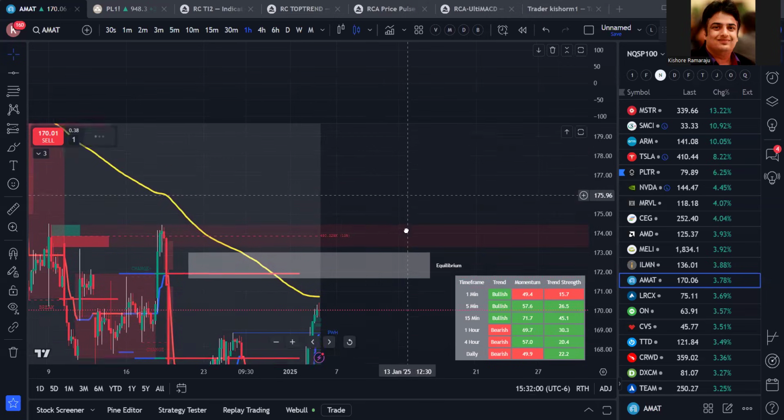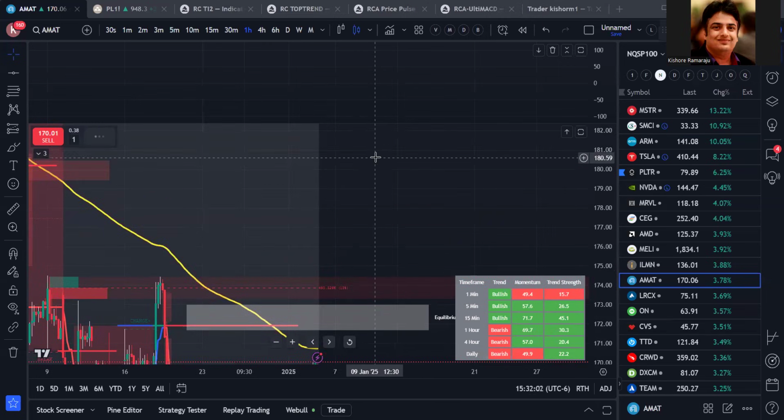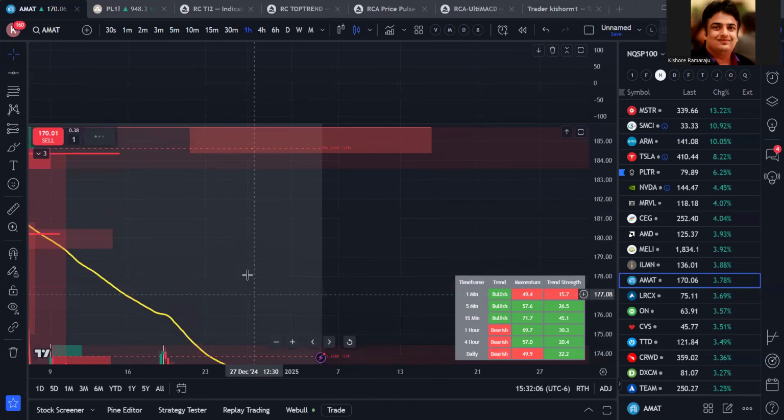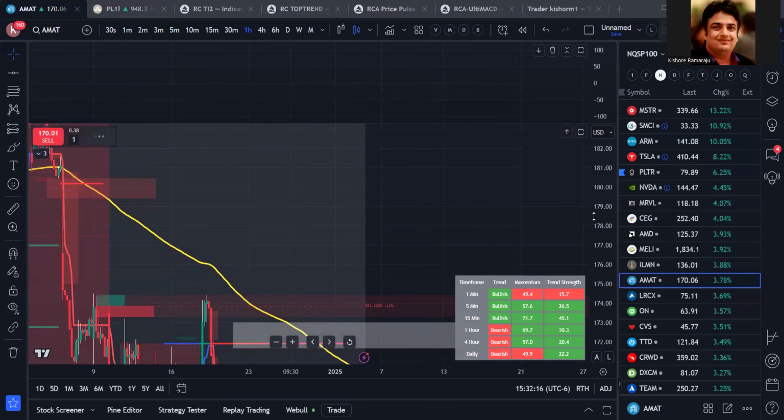Next time, buyers will try to take it up and they can. This time they will take it all the way to the next major sell order block. Again, there might be one or two instances where it will try to go up, come down, try to go up, come down, and then they will take it to 185, 186. So like that, price pulse.